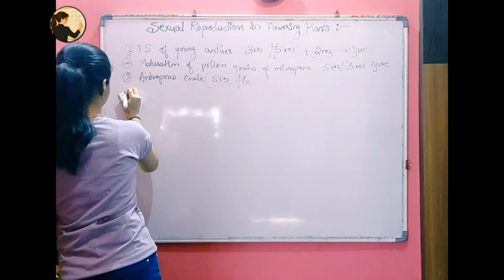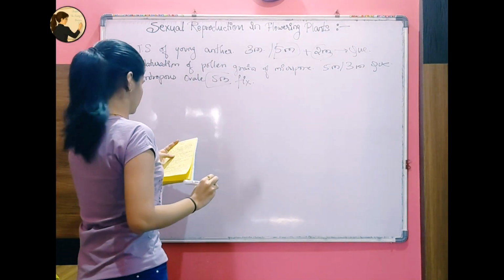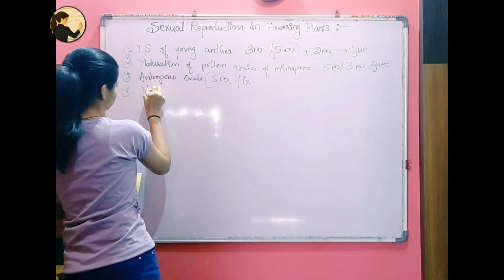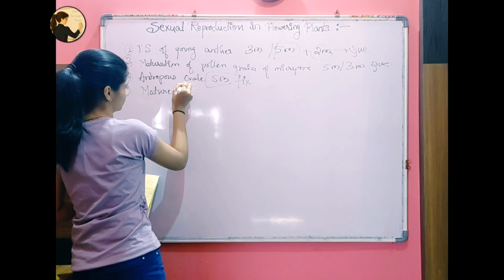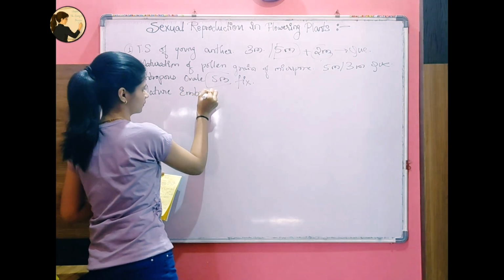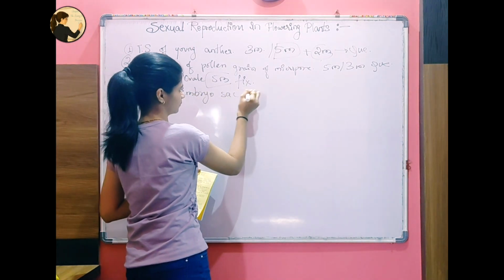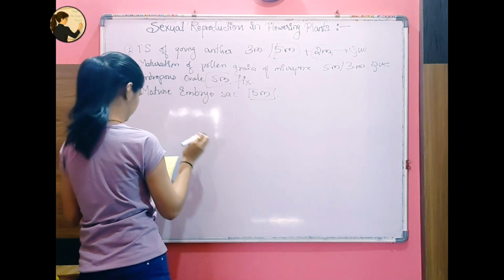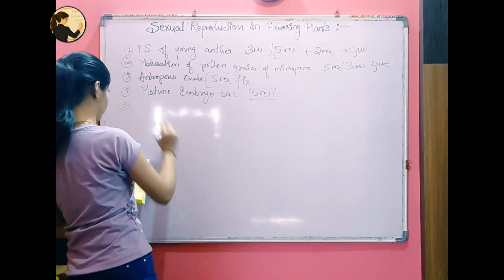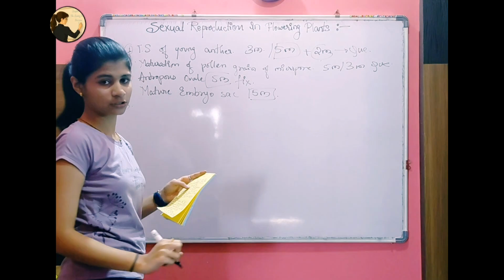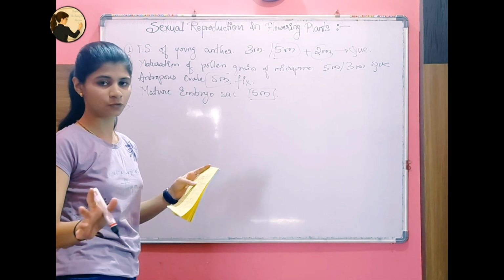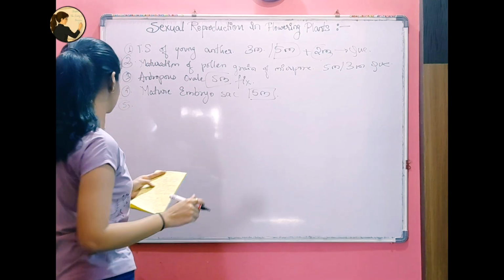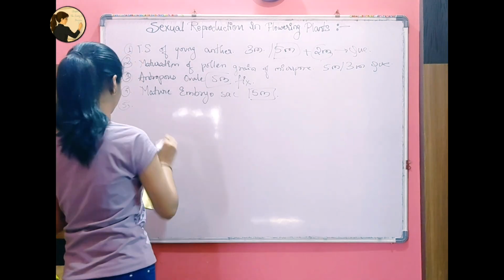Now the mature embryo sac is also for 5 marks. Almost all the diagrams are for 5 marks only. Most of the questions are fixed questions. Okay. The fifth question is very important. Mark it.